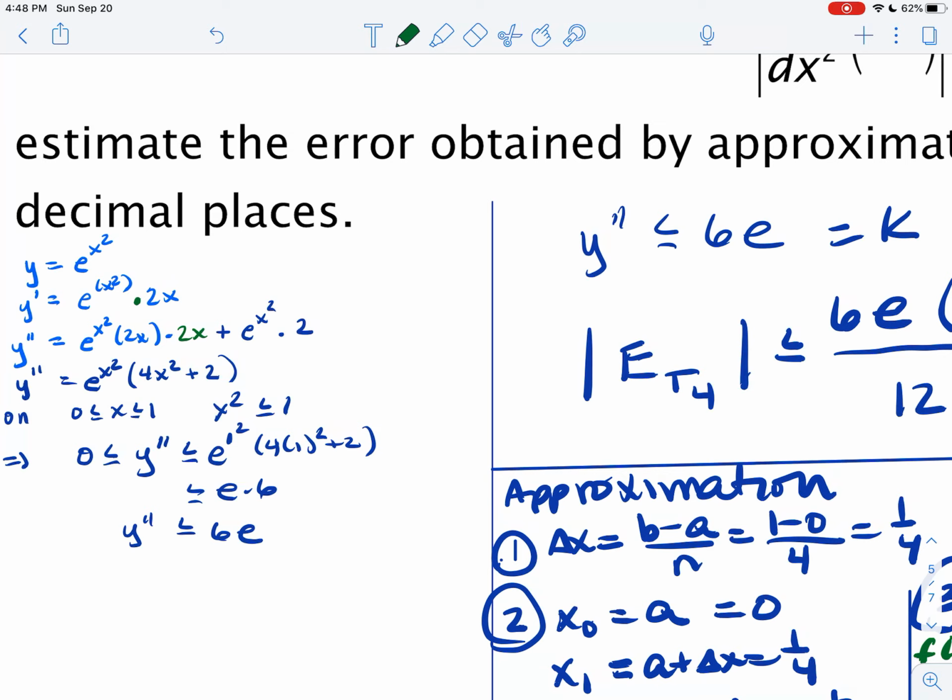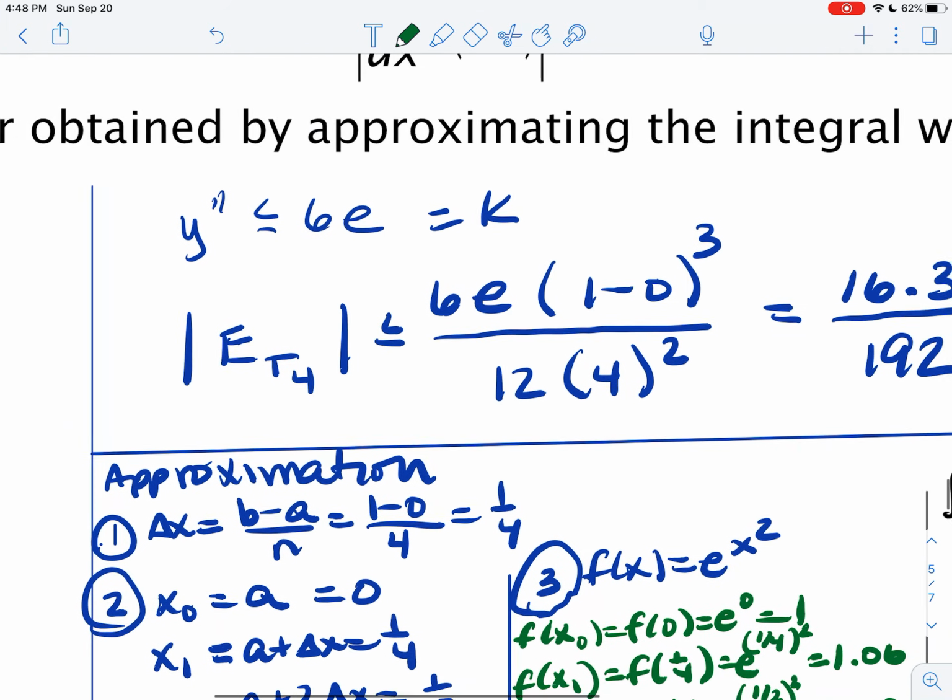I'm not going to take the third derivative, but I do note that I've got x squared terms in that second derivative, and I note that our interval is from 0 to 1, and I know that x squared on 0 to 1 is no bigger than 1. And I know that e to the x is increasing and 4x squared plus 2 is increasing. So I'm just going to use that x squared upper bound of 1, and I'm going to plug that into my formula, and I get that y double prime is no larger than 6 times e.